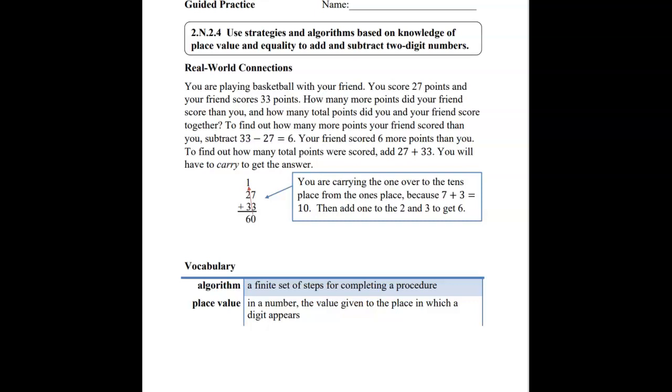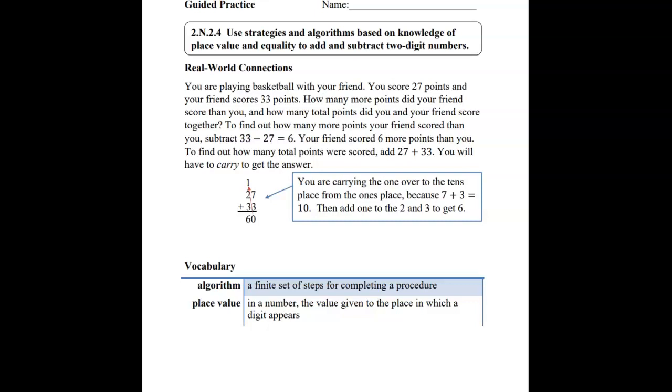in the real world. So let's say we're playing basketball with our friend, and you score 27 points. Your friend scores 33 points. How many more points did your friend score than you, and how many total points did you and your friend score together? To find out how many more points your friend scored than you, that is a subtraction problem. So we're going to take 33 minus 27, and we know that equals 6. So your friend scored 6 more points than you.